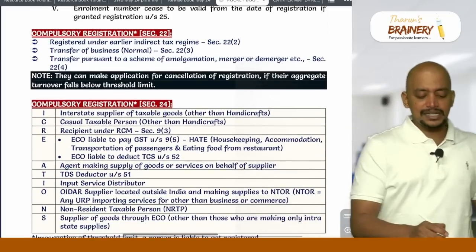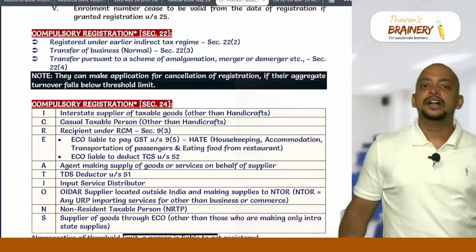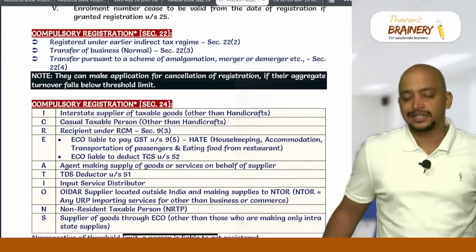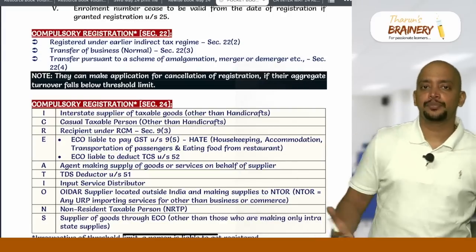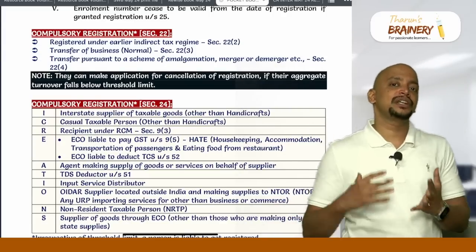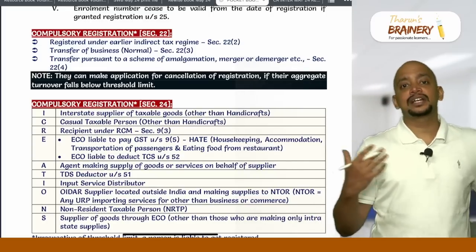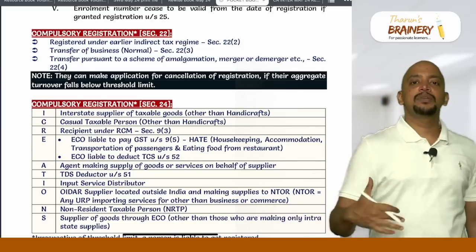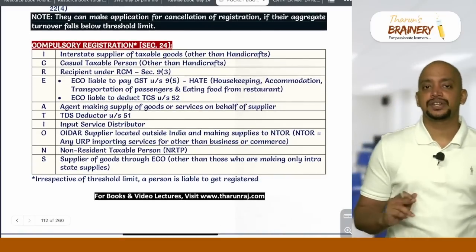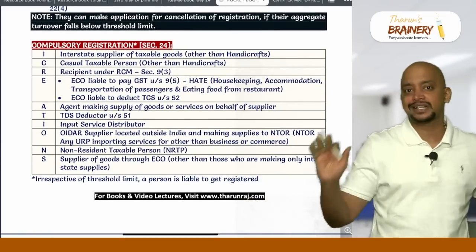Then, compulsory registration under section 22 also has 3 cases. Whenever a person was registered under the earlier indirect tax regime, he should also be registered under the GST law, and if there is any transfer of business, then the transferee should get registered. If there is any amalgamation, merger or demerger, the resulting entity should get registered. But in these 3 cases, they will register, and if their aggregate turnover falls below the threshold limit, they can make application for cancellation of registration. Whereas under section 24 there is some compulsory registration. In that case, even if their aggregate turnover falls below the threshold limit, they cannot make application for cancellation of registration.